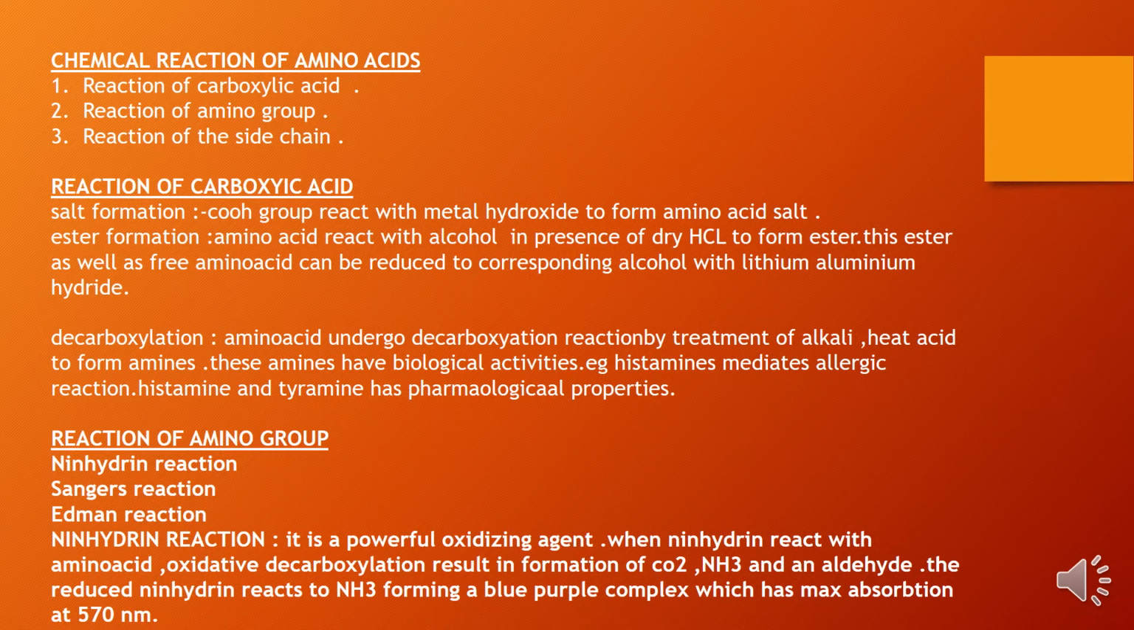Chemical reactions of amino acids. In chemical reactions, there are three types. When the carboxylic group reacts with something, that is a chemical reaction. Then the amino group will react, that is also a chemical reaction. And the third part is the side chain. So first we'll see reactions of the carboxylic group.